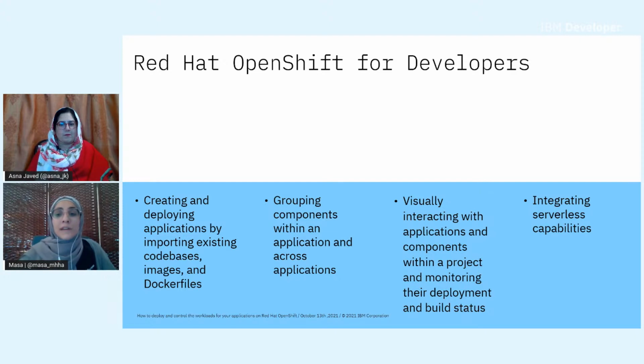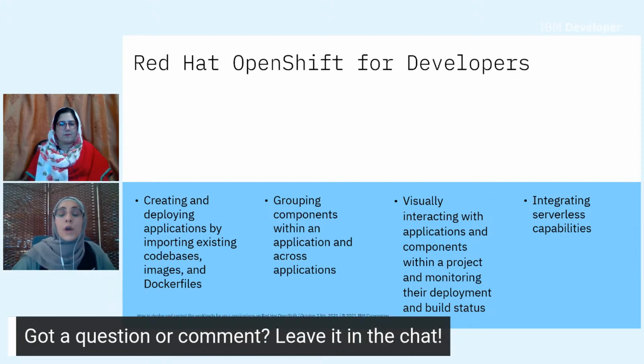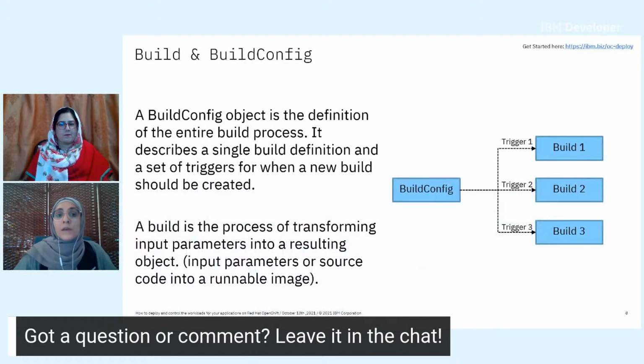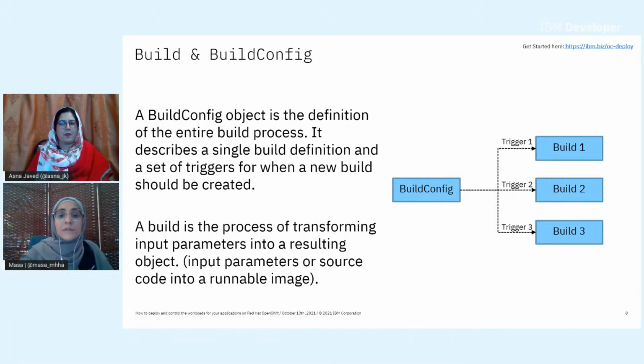Now that we covered Red Hat OpenShift for developers, we're going to dive a little bit more into the components of Red Hat OpenShift, and we will get an idea of what we will be working with today. So let's start with talking about build and BuildConfig. This is an interesting diagram which shows you the relation between a BuildConfig and a build. A build config is the definition of the entire build process, and it describes a single build definition and a set of triggers. This set of triggers could be a commit from a GitHub repository or any changes to the image that you are building. Once there is a trigger, it will create a build for you.